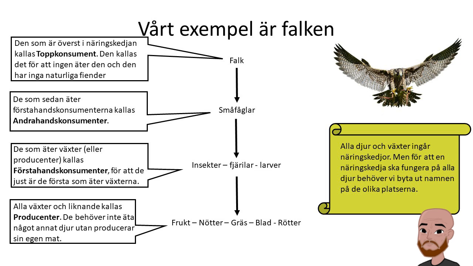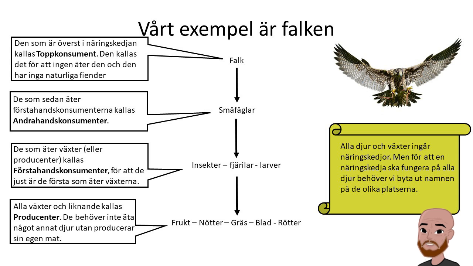At the very top, where we have found the falcon, we have our top consumer. It is called the top consumer because there is no one that eats it. It has no natural enemies. It is at the top. Its main concern is finding enough secondary consumers to survive. It does not need to worry about being eaten by another animal, as it has no enemies. In Swedish, this is called Toppkonsument.